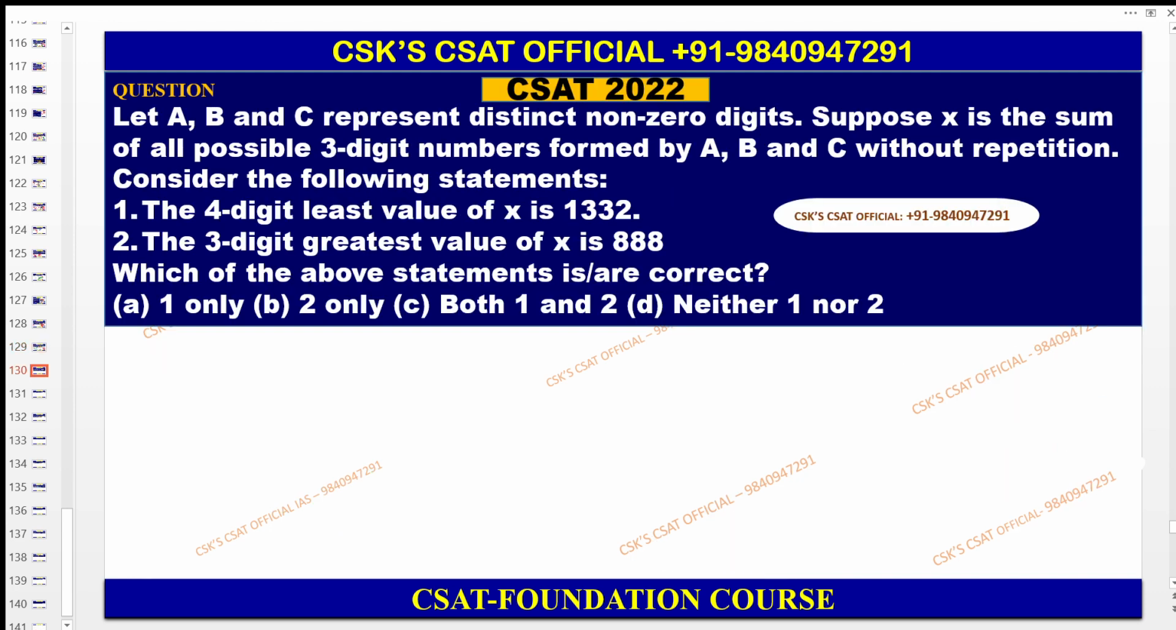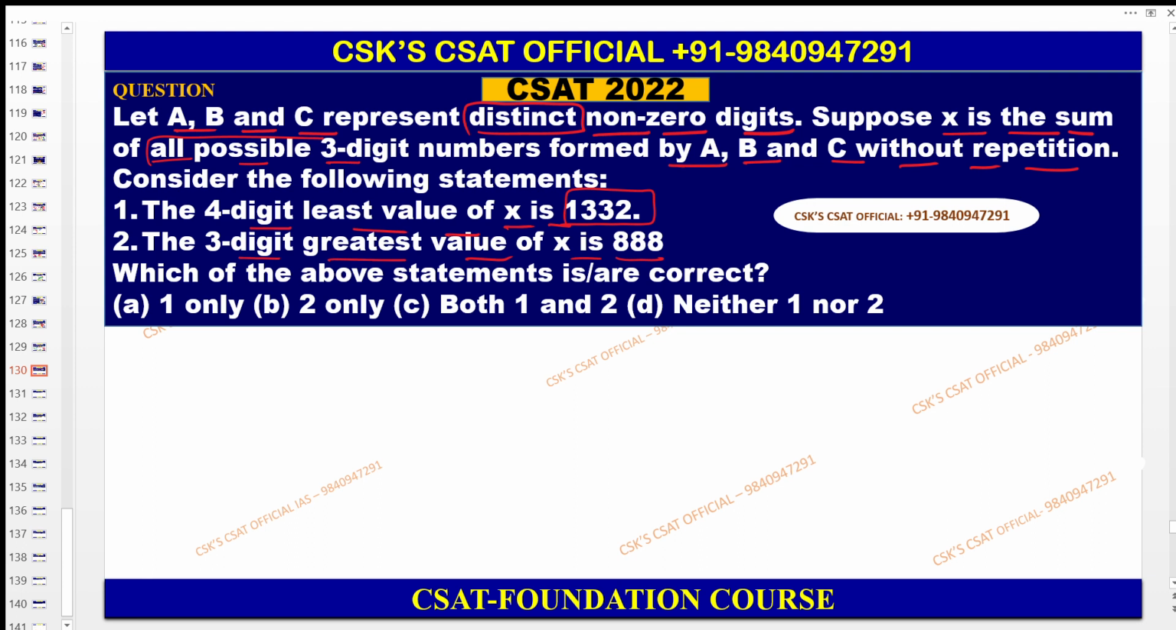Next question. Let A, B, C represent distinct non-zero digits. Suppose X is the sum of all possible, very important, all possible 3-digit numbers formed by ABC without repetition. Consider the following statements. The 4-digit least value of X is 1332. The 3-digit greatest value of X is 882.